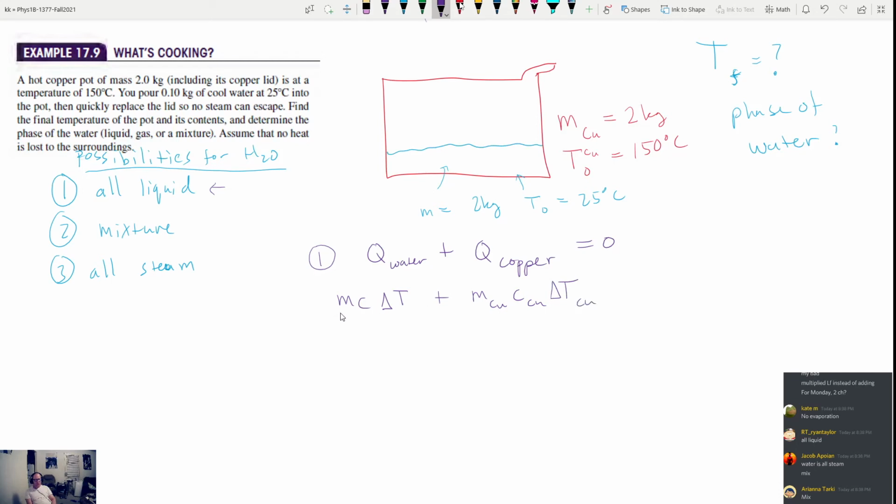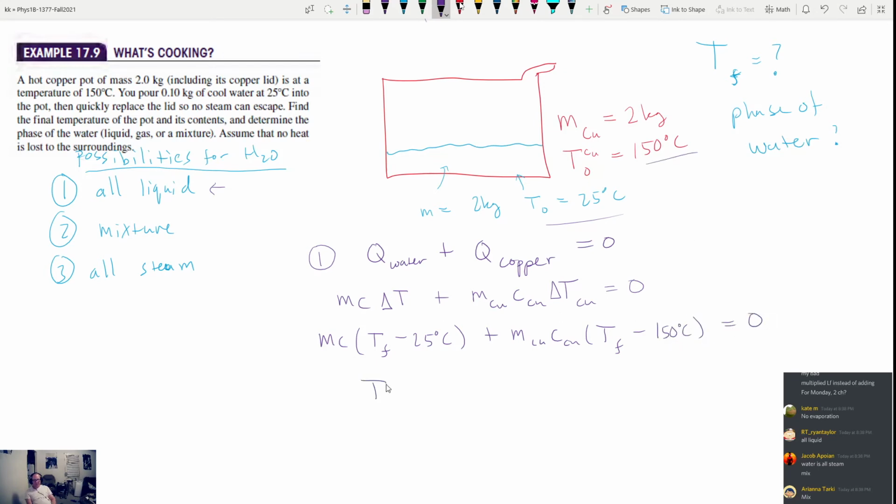I'm just going to use no subscripts for the water, if that's okay with you all. Mass, temperature, and stuff like that. We'll put subscripts on this one. Now, if we do this, what do we end up getting? Well, this would work out as MC T final for the water. The initial temperature for the water is 25 degrees Celsius, right? Plus M copper C copper times delta T for the copper. So that's going to be T final minus the initial temperature of the copper, which was 150.